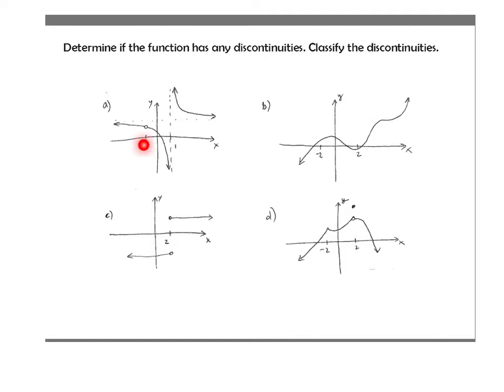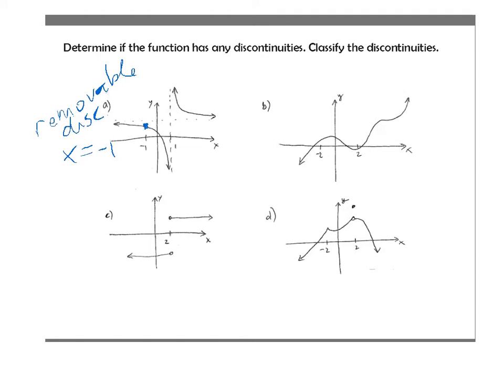So we see that we have to pick up our pencil at x equals -1. We also have to pick up the pencil at x equals 1. So those are both discontinuities. So we'll classify the one at x equals -1. At x equals -1, if we just fill in that dot right there, then in order to trace the graph, we would no longer have to lift our pencil. That means that discontinuity at x equals -1 is removable.